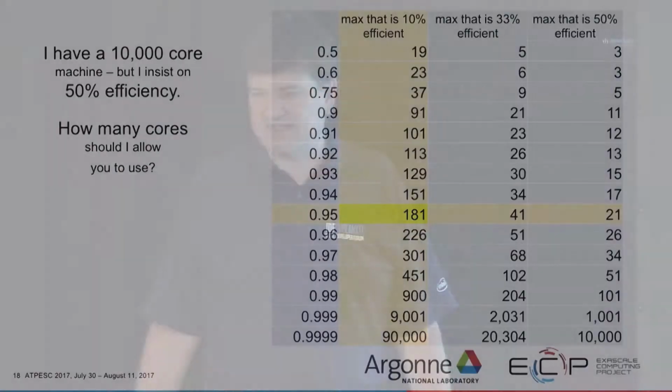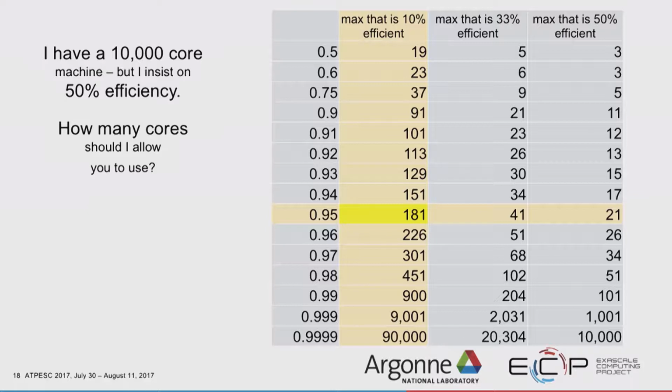So, even if we want to only be 10% efficient on the machine, with 95% parallelism, still 181 cores, we better stop there. Anyway, some rough ideas. These numbers are very frustrating.